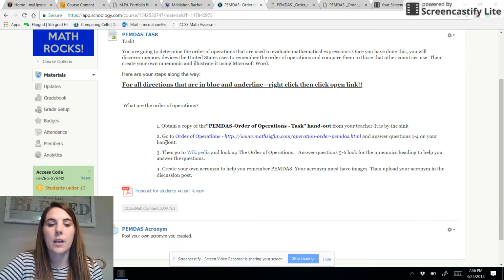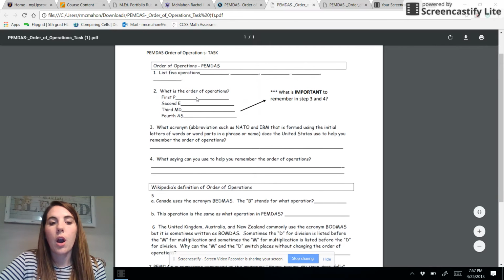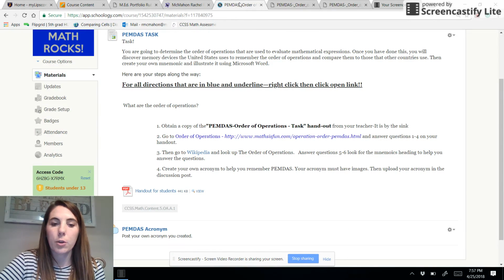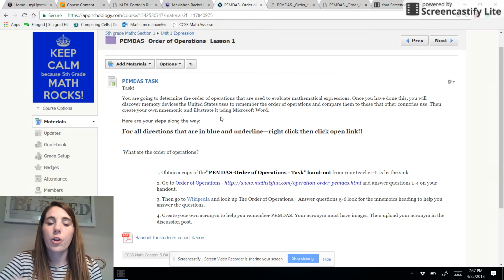the steps they have to take. So number 2 says go to this site and answer questions 1 through 4. So they'll have to go to that site, and then they'll have to answer questions 1 through 4 on their sheet. So they'll be filling this out next to their computer as they go. But by the end of the lesson, they're going to have to create their own acronym for PEMDAS.